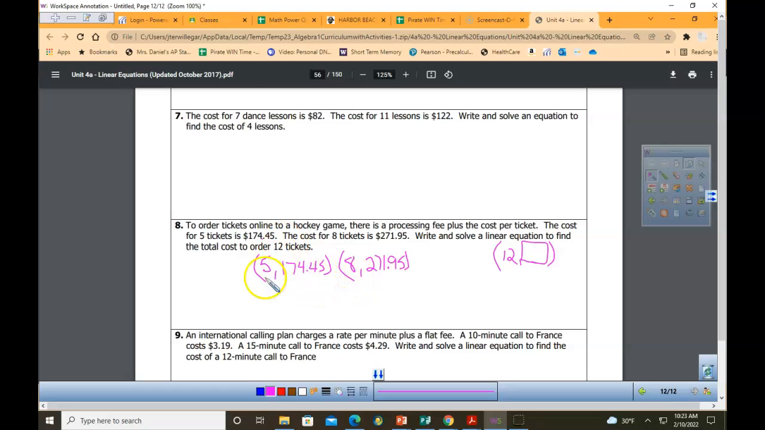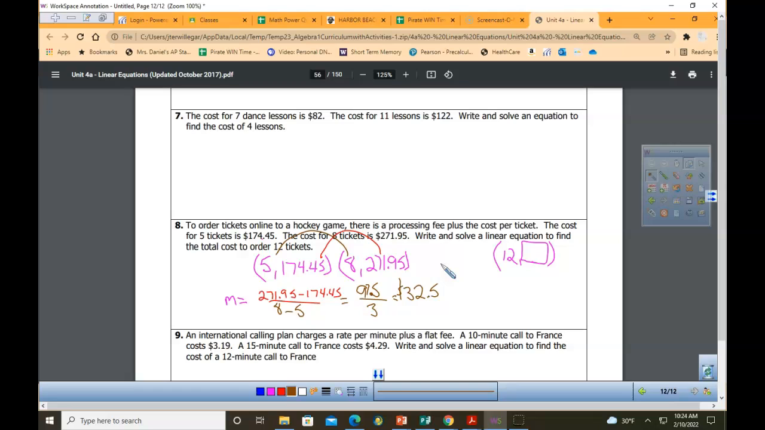Okay. So the first thing we need to do is find the slope. So m is going to equal my change in y over my change in x. So when I do this math magic, I get 97.5, sorry for the penmanship, over 3, which is 32.5. So every ticket costs $32.50.